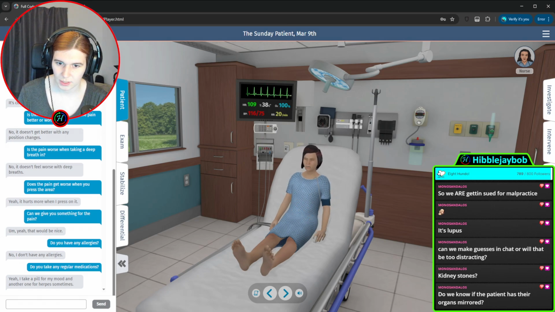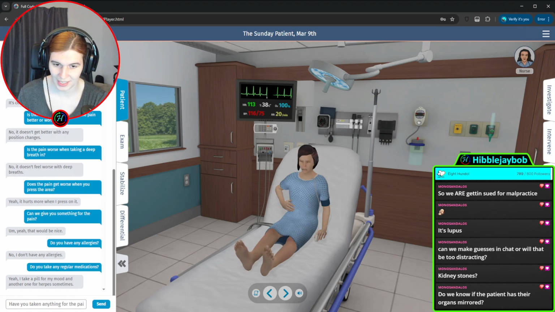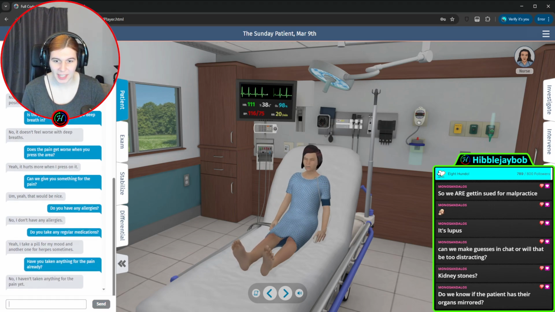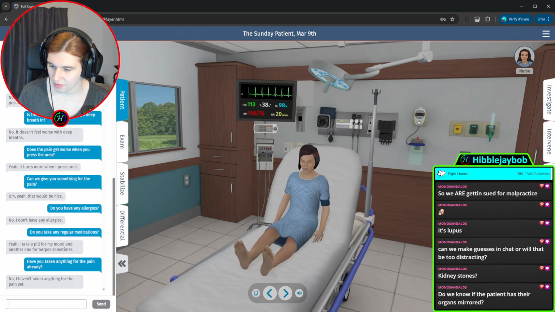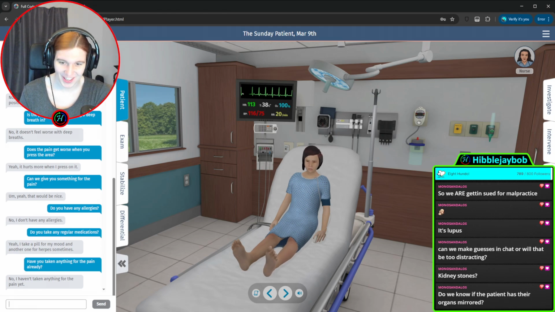So, let's see, for past medical history. Oh, hang on, no, actually, one more question about the medicines. Have you taken anything for the pain already? I love how interactive this is. I know it's AI generated. Okay, we've not done anything for that. That's fine. I know it's AI, but it's quite well done. This feels pretty realistic. I have to be honest with you. No, we haven't taken anything for the pain yet. That's fine.